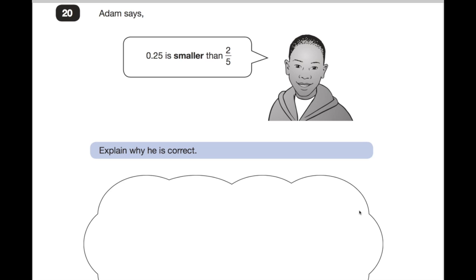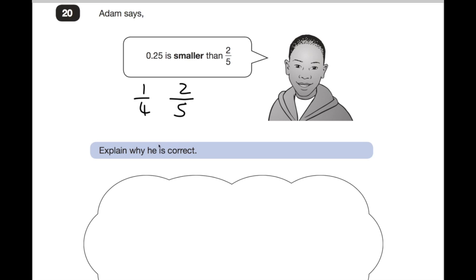Number 20 may look quite complicated, but it's only worth 1 mark and it is quite straightforward if you know what you're doing. So Adam says 0.25 is smaller than 2/5. Explain why he is correct. Now, in order to do this, we just need to convert either the decimal or the fraction into the other one so that they are both in the same format so that we can compare them properly. And you should know that 0.25 as a fraction is the same as 1/4. And our other answer is 2/5. Well, now they're both in fractions, we can compare them a bit better.